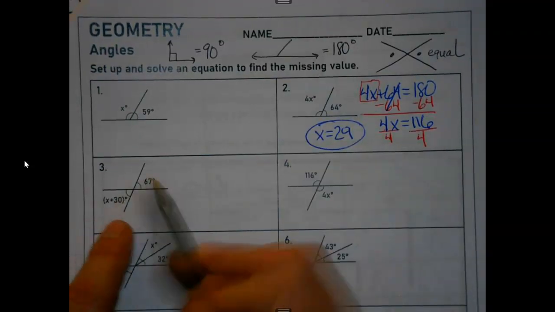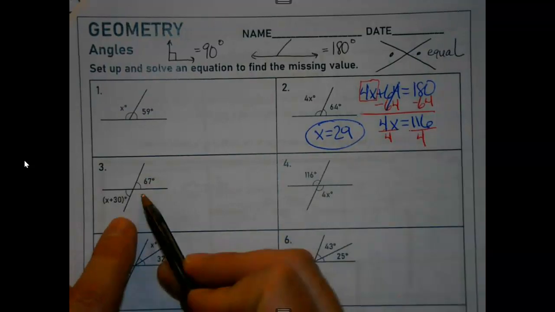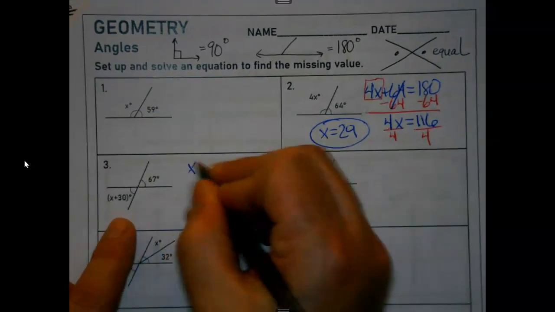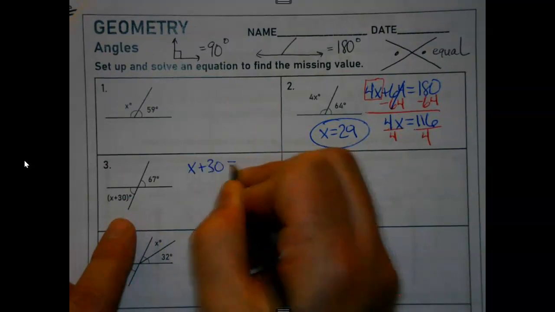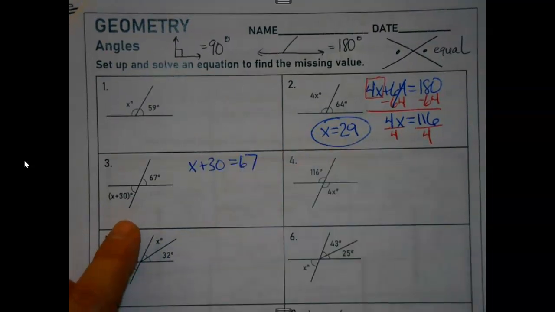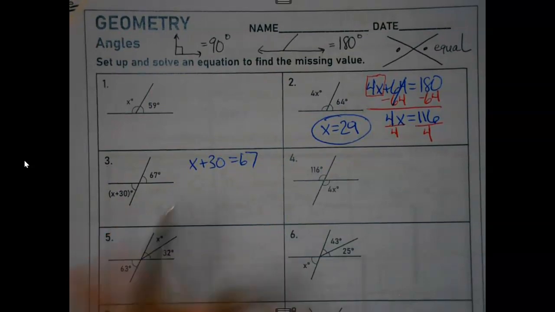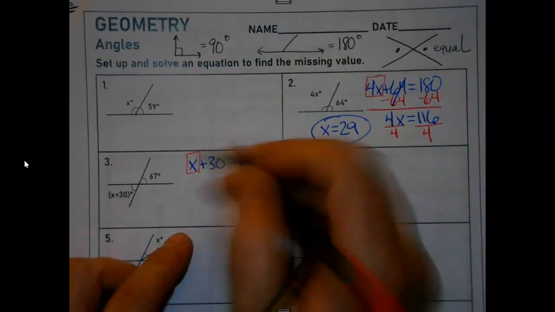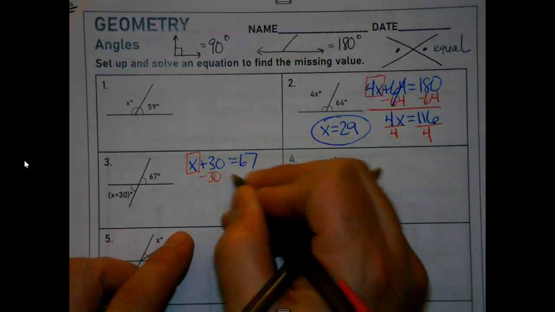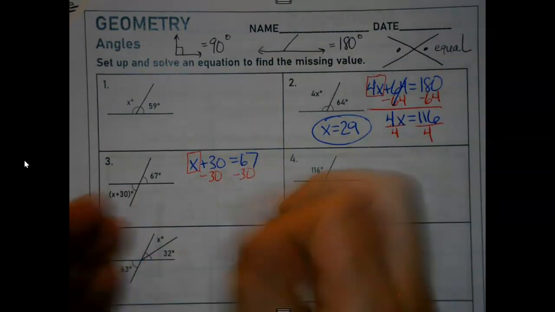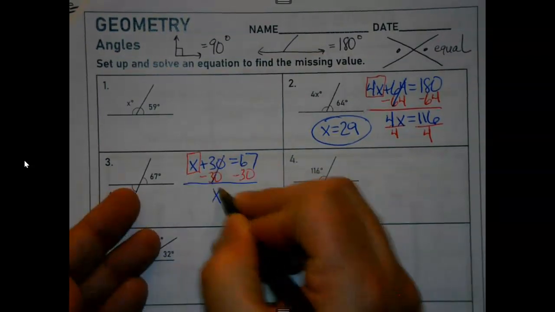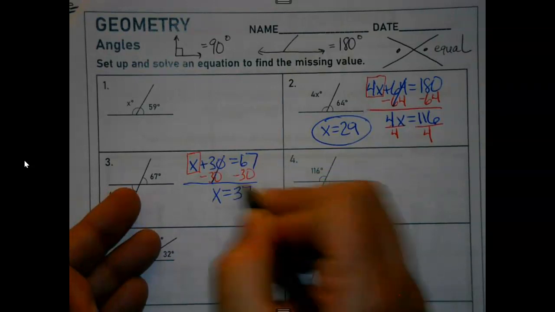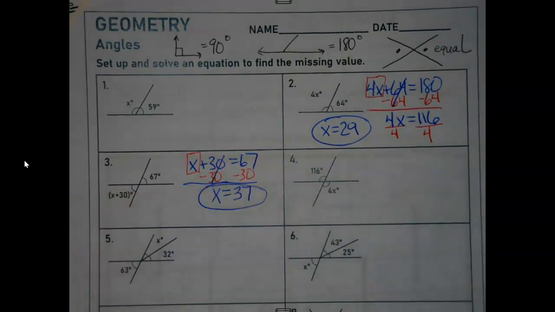Vertical angles are equal. So they're apart from each other. I do my one step to get x by itself, and get to my answer.